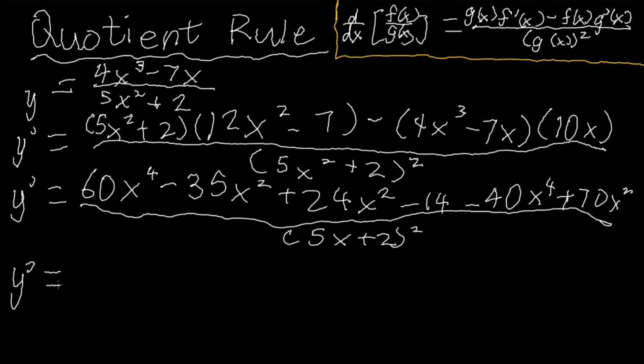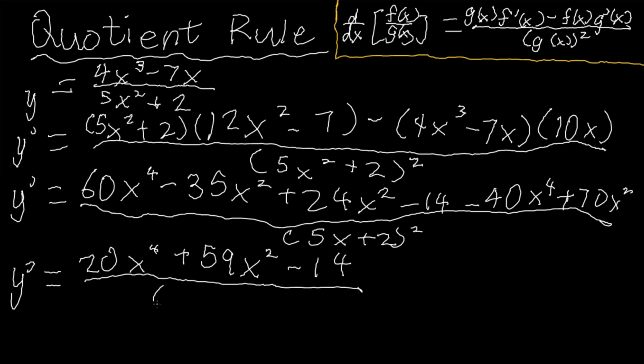Okay, that looks really bad, but we're going to collect like terms. So we have 2x to the power of 4 here. Now 60x minus 40x is just 20x. We have 3 to the power of 2s, so 24 plus 70 minus 35 is 59, plus 59x squared and minus 14. Now we can't forget the denominator.